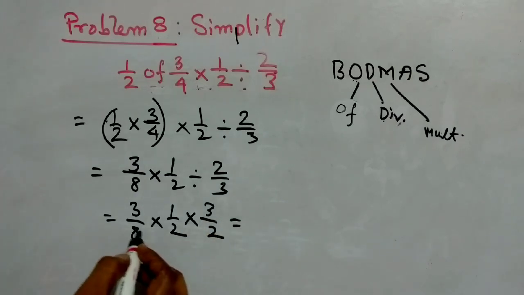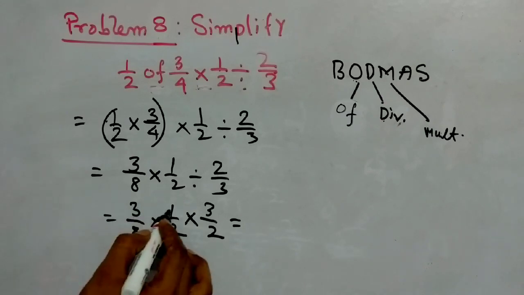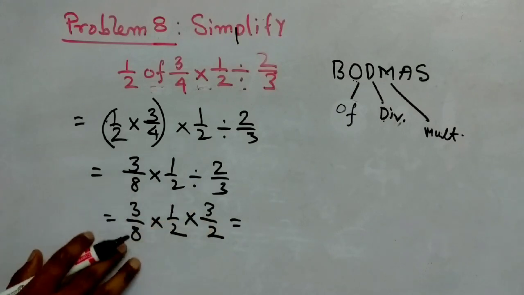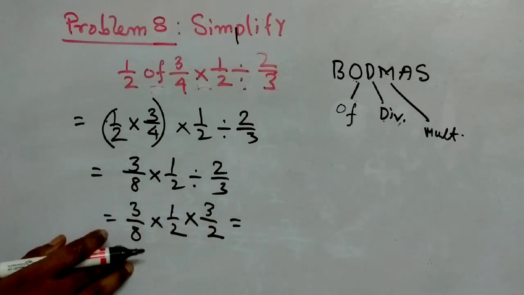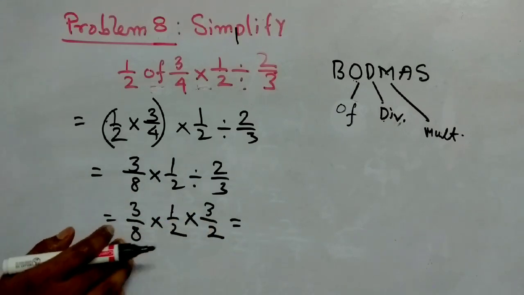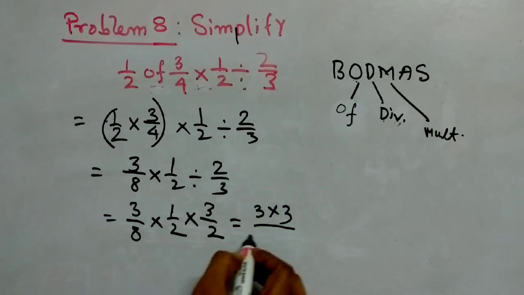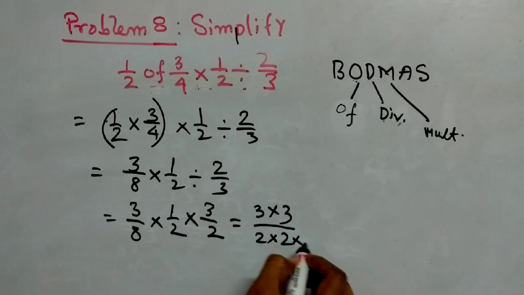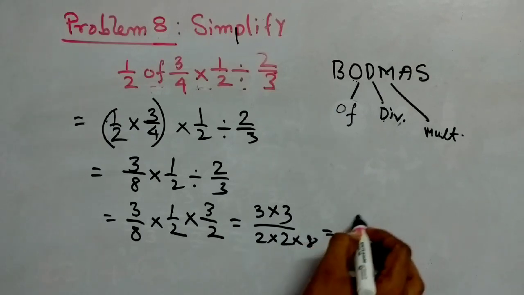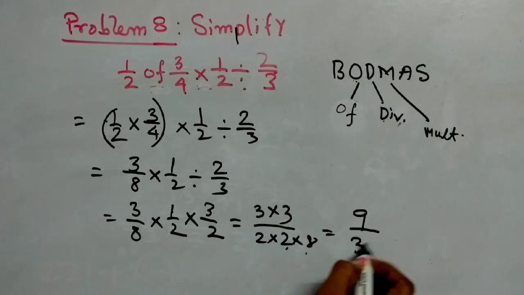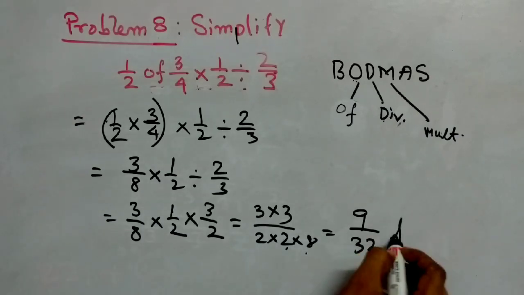So this is again nothing to do here. That is why in the numerator it is 3, 1, 3. So we cannot divide anything. There is no common divisor for the numerator and the denominator. So that is why let us keep it as 3 into 3, and in the denominator it is 2 into 2 into 8. So this is 9 divided by 2 into 2 is 4, 4 into 8 is 32, and this is the answer.